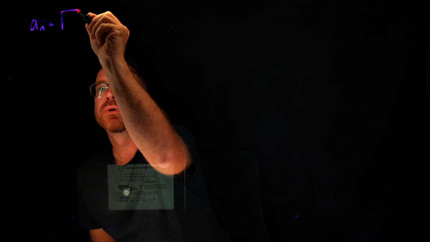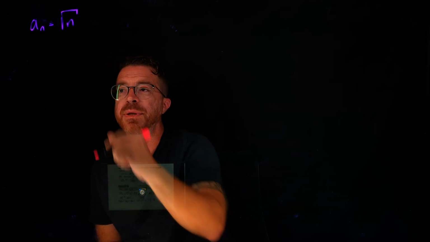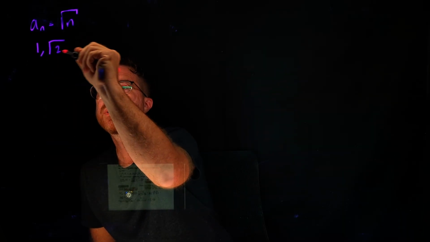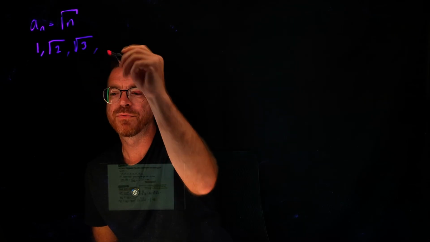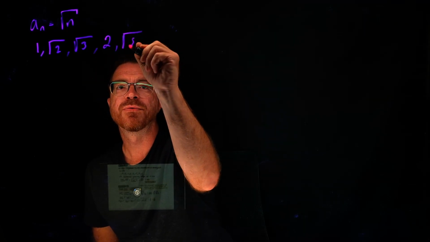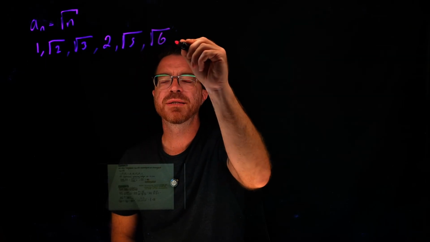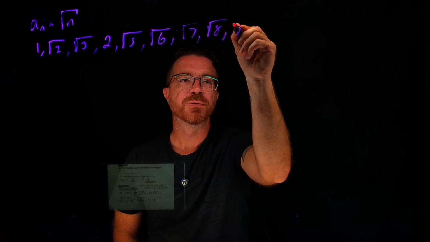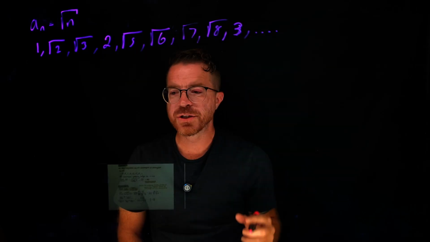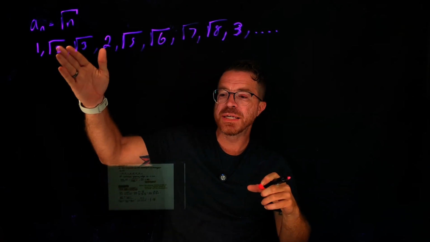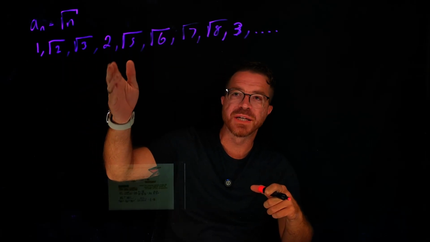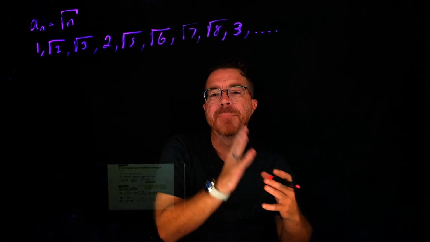Suppose that you have the sequence a_n is equal to the square root of n. Then what's going to happen? Well, as I plug in my first term, square root of 1 is going to be 1. Then I'll have the square root of 2, square root of 3, the square root of 4, which is just equal to 2, the square root of 5, the square root of 6, square root of 7, square root of 8, the square root of 9, which is going to be equal to 3, and so on and so forth. So as n increases, what's happening with this? These values are actually getting bigger, right? We're going from 1, eventually we got to 2, eventually we got to 3. They're not growing quickly, but they are growing.